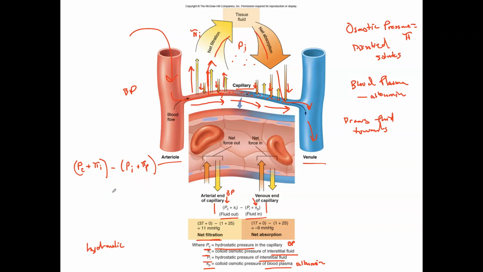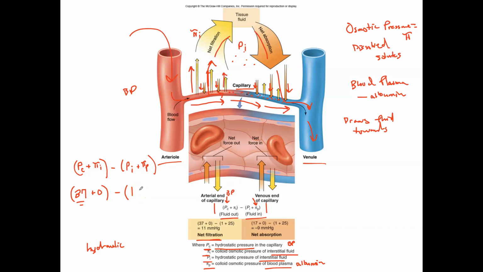So let's give these some numbers. What's a good number for capillary hydrostatic pressure? So let's say your capillary hydrostatic pressure is 37. And let's say your interstitial osmotic pressure is 0, because again, there's not very many solutes out there. So most of the fluid out is being driven by your blood pressure. And then we're going to subtract any sort of pressure that's in the interstitial space. So let's use a value of 1, because there's not a lot of pressure out in the interstitial spaces.